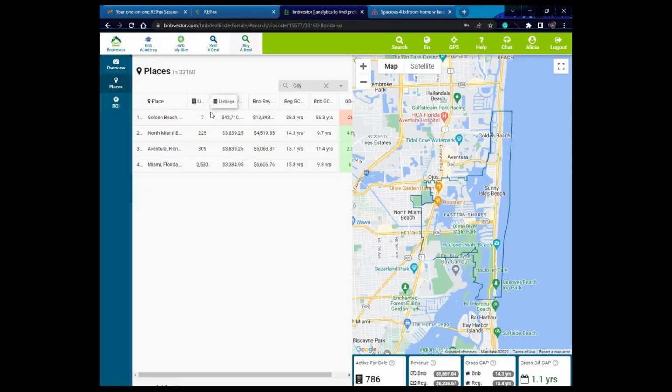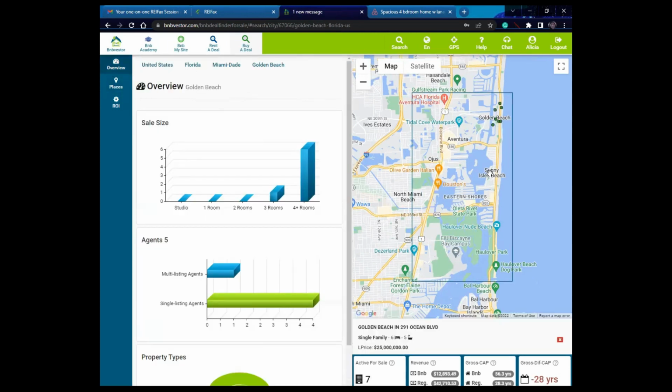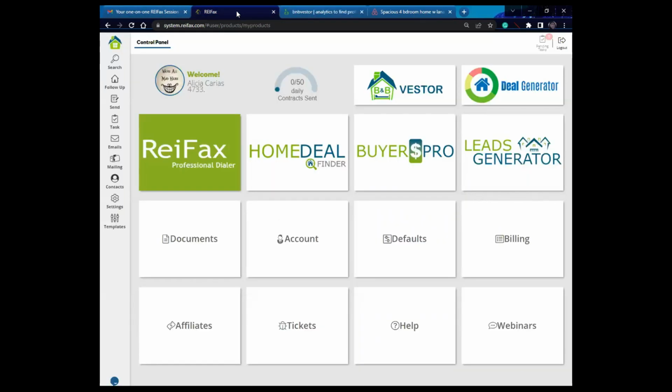Listings, 7 listings. Let's click on it and, well, it should open the actual property, but it's not opening. Sorry for that. Okay, in any case, what you would need to do is copy the property and look for it in REFX. That way with REFX, you will see all the information on the property and actually buy, if you're interested in buying the property and start your business with Airbnb.